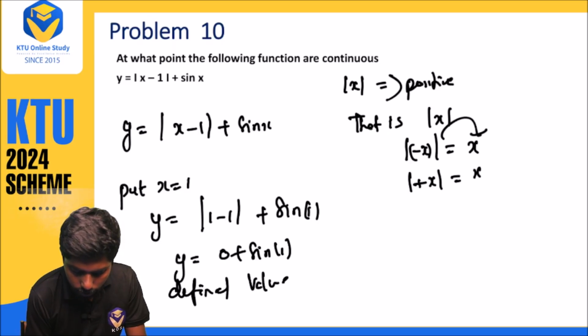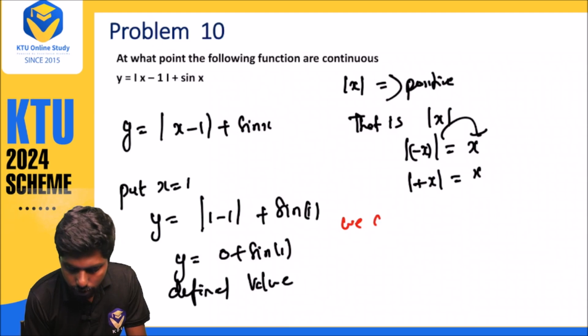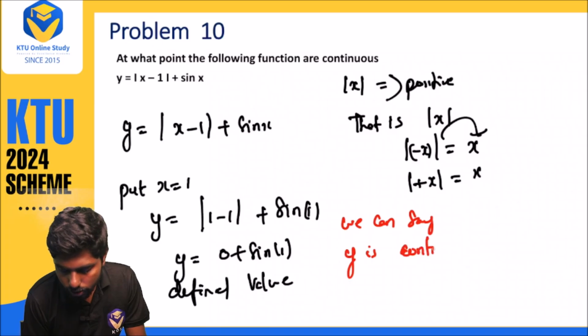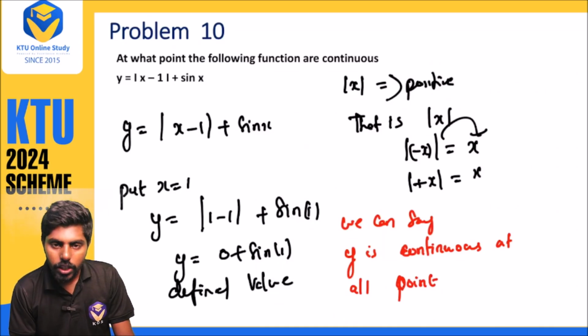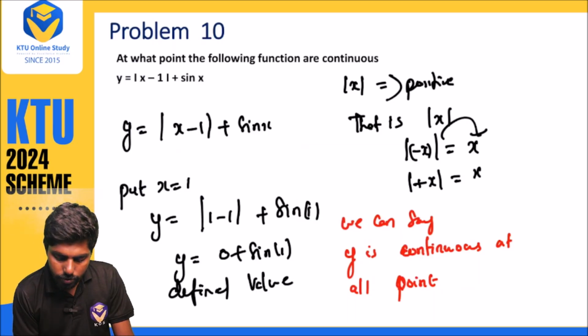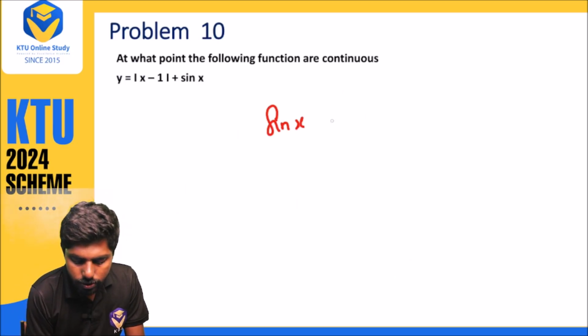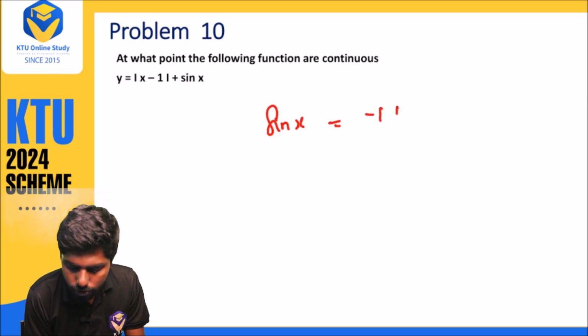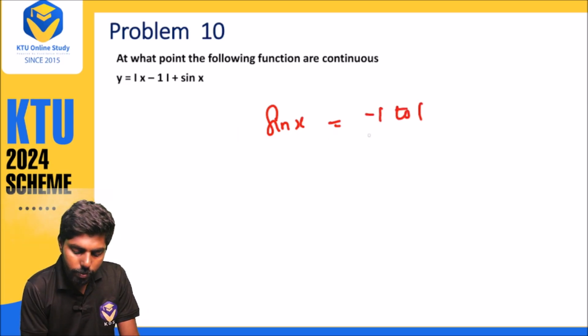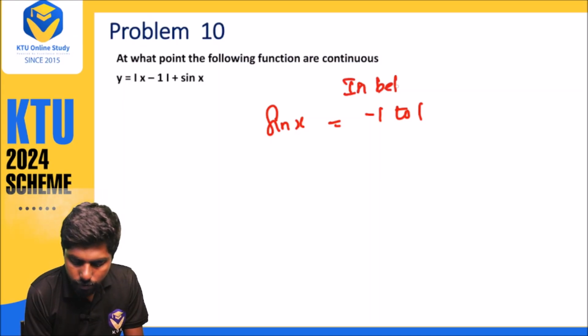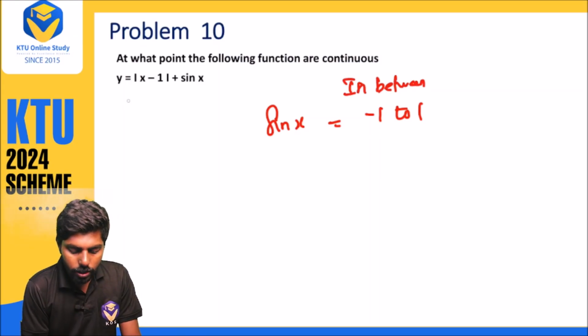A defined value means we can say that y is continuous at all points. Whatever value you substitute, you will get continuity, because we know that for sine, whatever value you substitute, the result will be between -1 and 1.